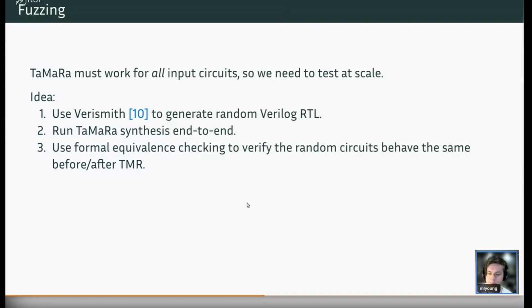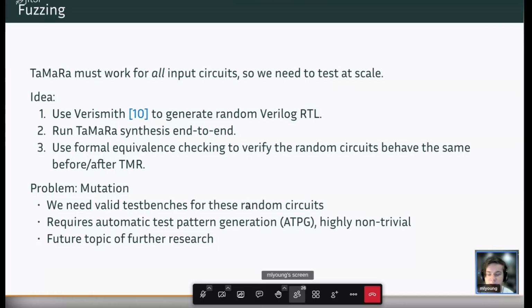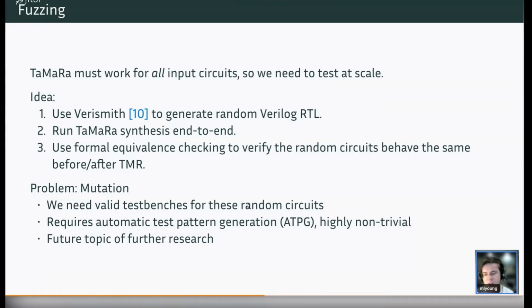We would, of course, like to do mutation coverage as well, but if we want to do that, we'd need valid test benches for these random circuits. And that would require automatic test pattern generation, or ATPG, which is under active research and not something that I believe has been implemented open source in the literature yet. But it's a great topic for future research because it's a very important thing to do.